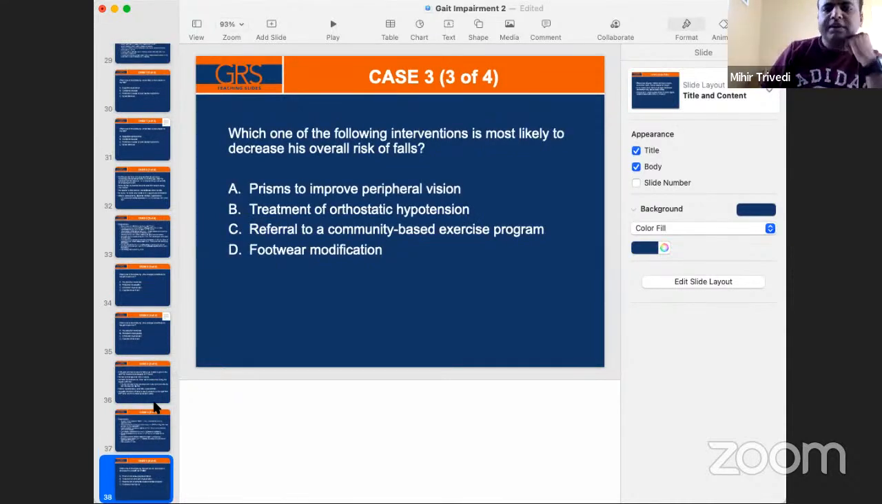Which one of the following interventions is likely to decrease his overall risk of falls? A, prism to improve peripheral vision. B, treatment of orthostatic hypotension. C, referral to a community-based exercise program. Or D, footwear modification. Please post your answer in the chat box. Thank you.